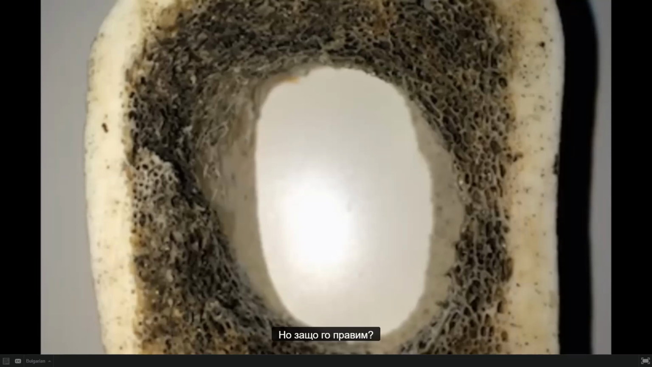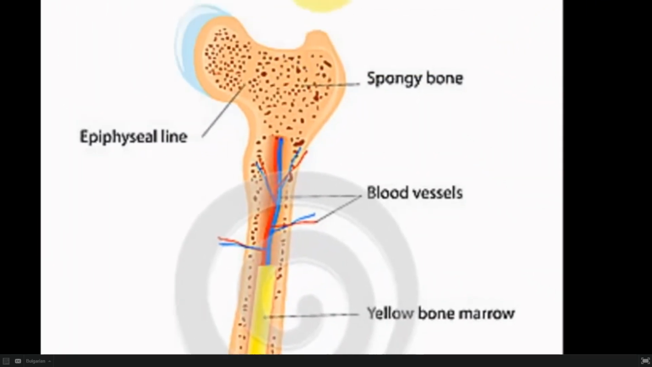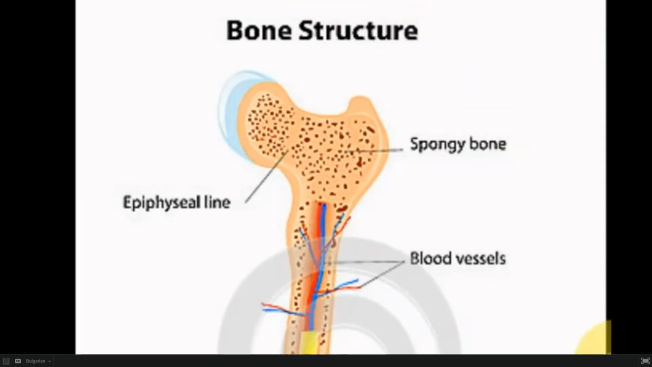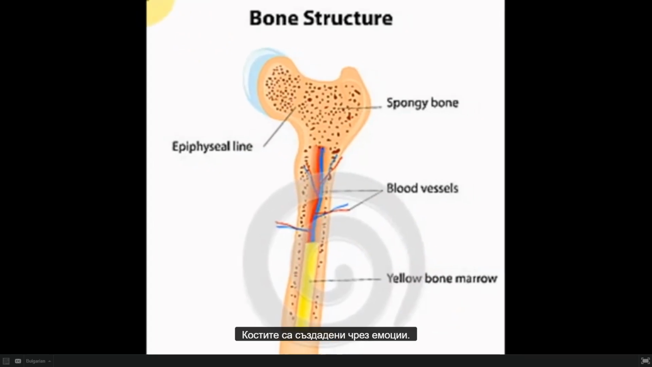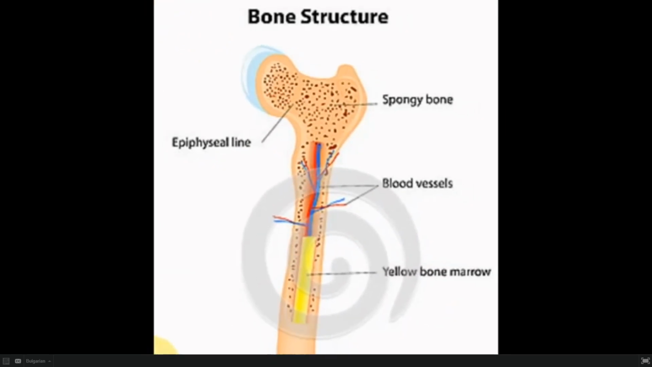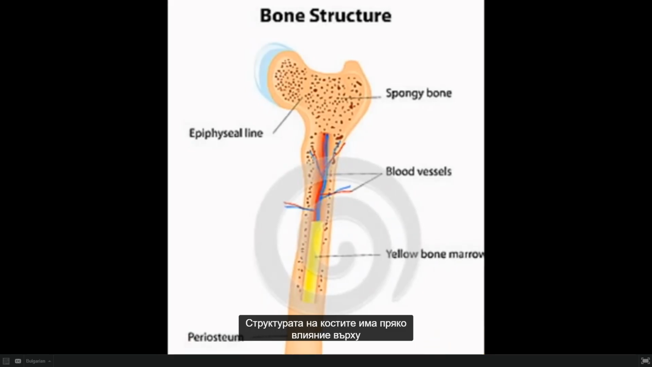But why do we do this? Why does our body choose this way of conversion? And we say they have nerves in it. As Elia was saying, there are nerves within the system of the bone structure. Bones are created through emotions. The structure of the bones has a direct effect on the emotional part of the body of man.